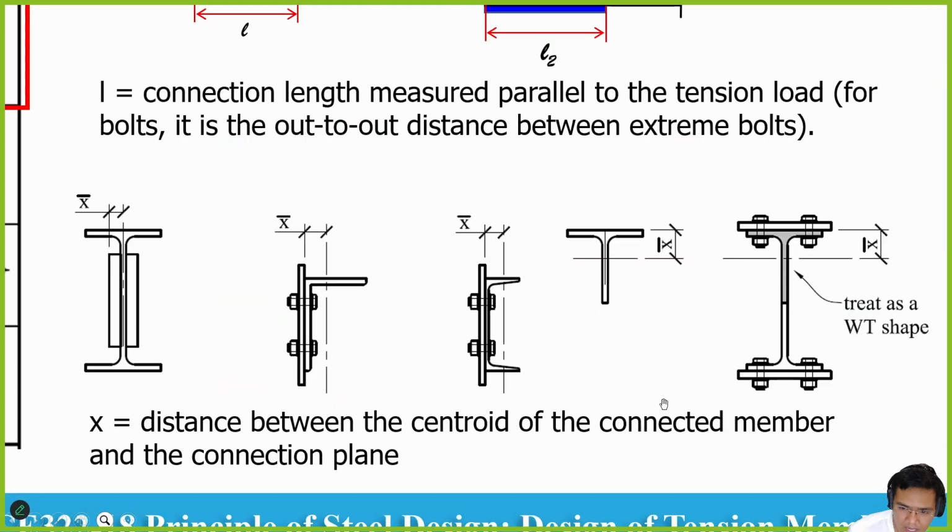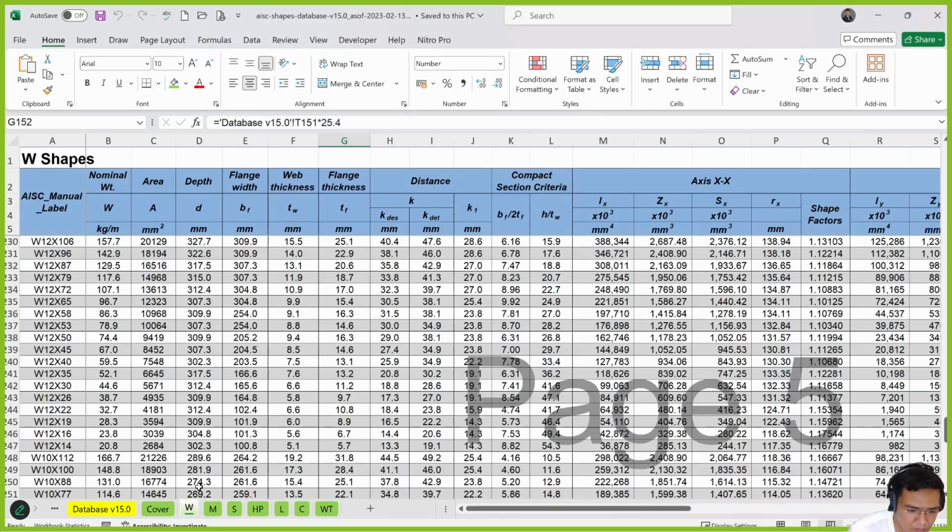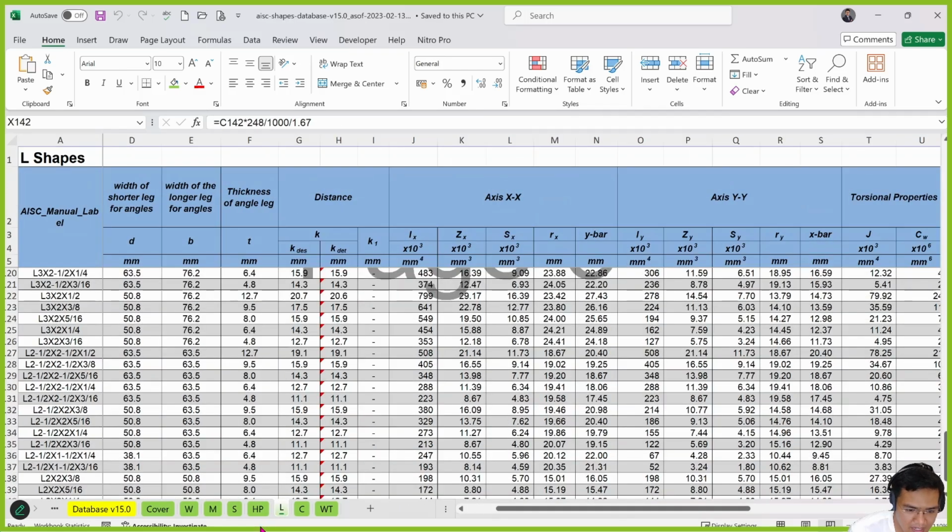For angles naman, as shown on this figure, paano niya dinefine yung X-bar? Ang ginawa niya, from the surface of connection nung gasket plate and angle, that's the starting point, to the centroid nung angle mo. That would define your X-bar. Now, in terms of centroid definition, I think everybody knows the database natin na ginagamit, specifically for angle, L.